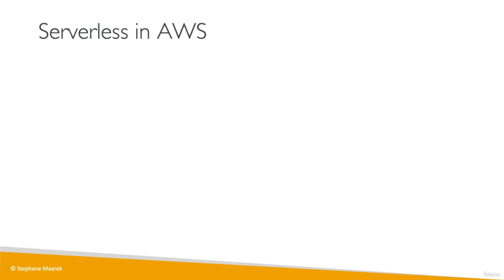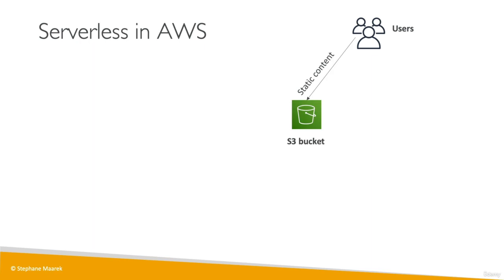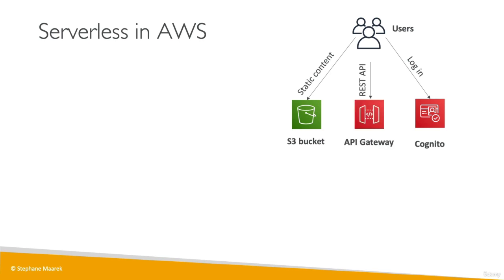If we drill down into what serverless means in AWS, we have our users, and they would get, for example, static content from our S3 bucket, delivered as a website, or CloudFront plus S3. Then we would log in with Cognito. This is where our users would have their identity stored, and they would invoke your REST API through the API Gateway. The API Gateway would invoke Lambda functions, and Lambda functions would store and retrieve data from DynamoDB.